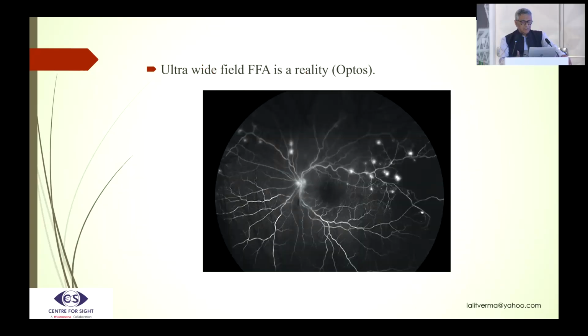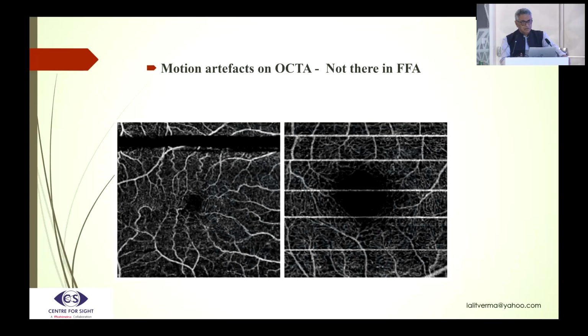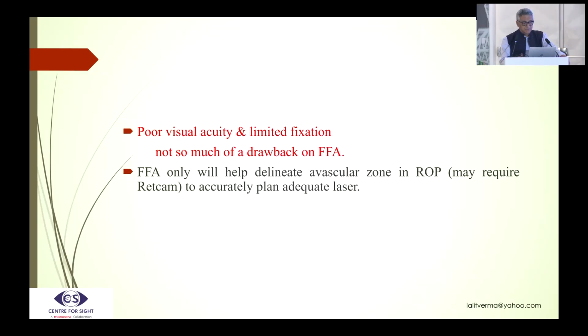Ultra wide field is a reality. I think a lot of you have these machines where you can view as much as 200 degrees. Artifacts are one thing I am disturbed about, a negative point of OCTA that is not there in FFA. Things like poor visual acuity and limited fixation are not much of a drawback on FFA, but you have to take time in an OCTA machine.